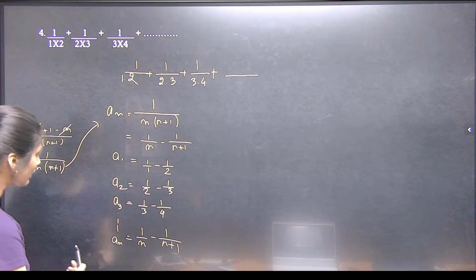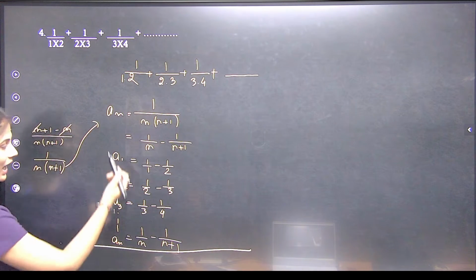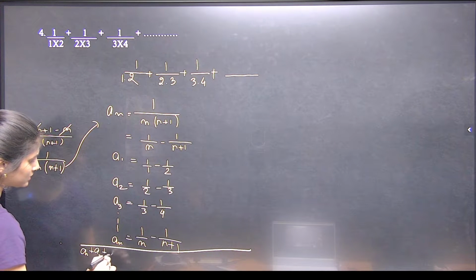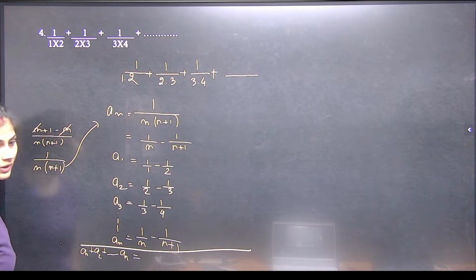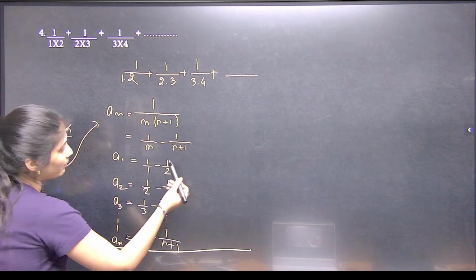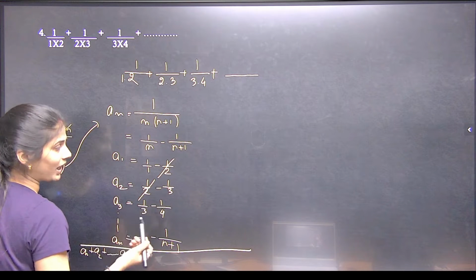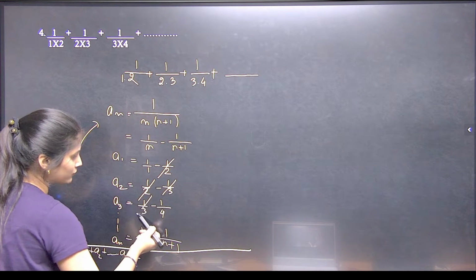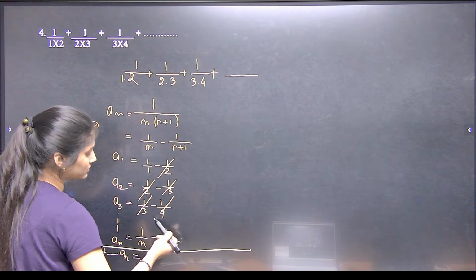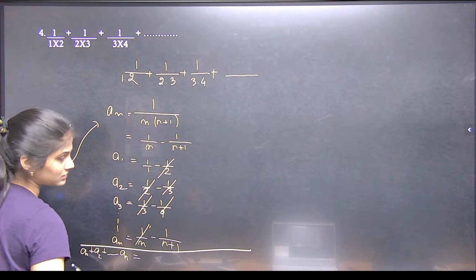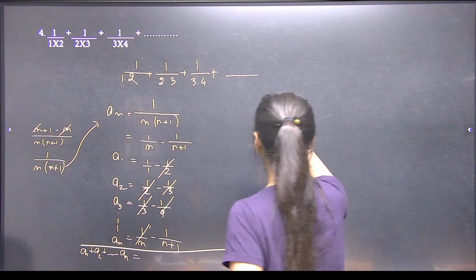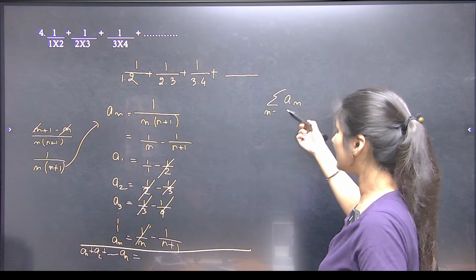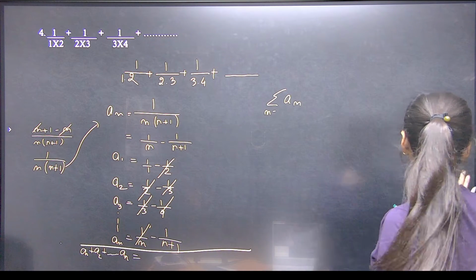Now see, if I want to add these things, then it is a1 plus a2 plus till an. Okay, a1 to an. Now see, minus 1 by 2 plus 1 by 2. See the pattern of cutting the terms diagonally like this. So minus 1 by 3 plus 1 by 3. So this will cancel out something like this. Okay, so what we have now is the summation of ak, or anything, so I am writing an only.